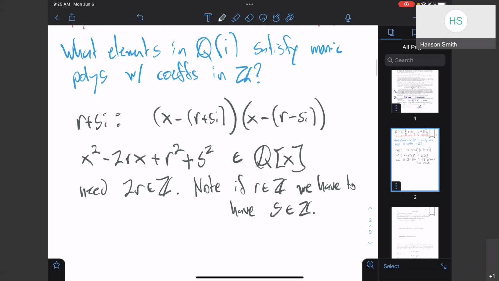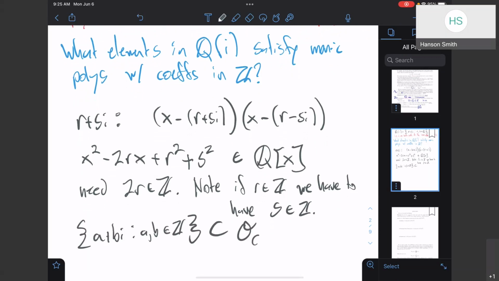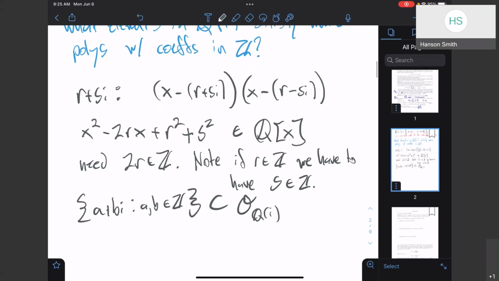So that shows us that if I take the set of elements a plus bi with a and b in Z, this is a subset of the ring of integers of Q adjoined i. And one way we denote this is just Z adjoined i. You know, we could think of the polynomial ring over Z with the variable i, and of course i squared is minus 1, so we're back to Z. So we denote that Z adjoined i. All right, cool.